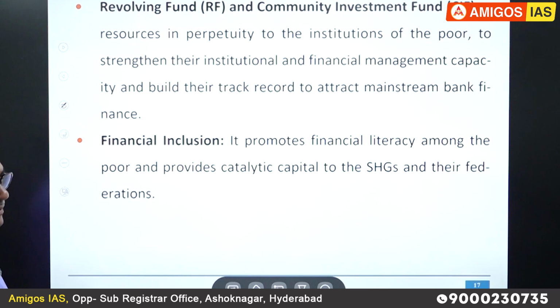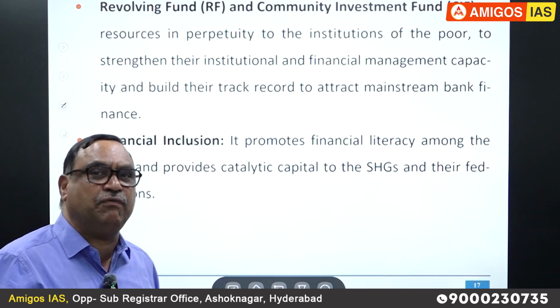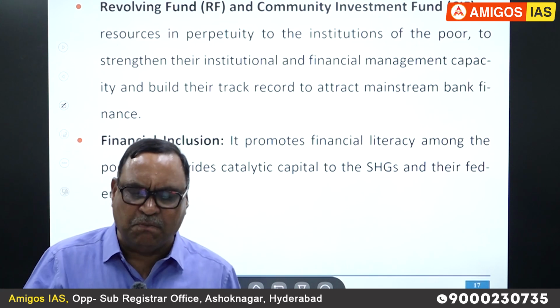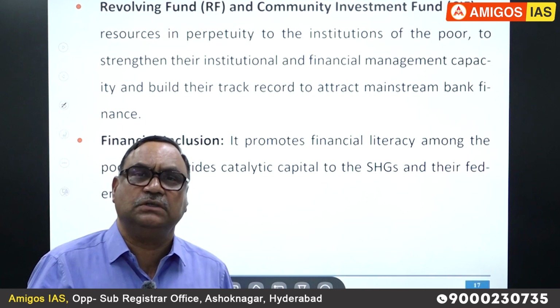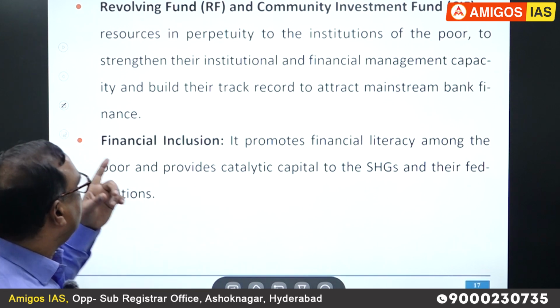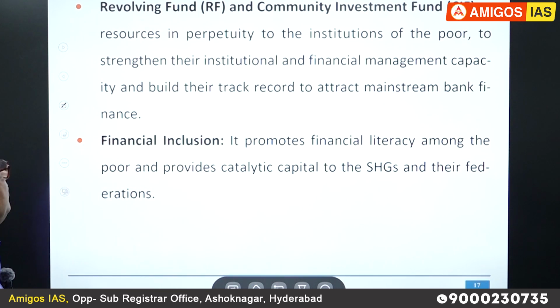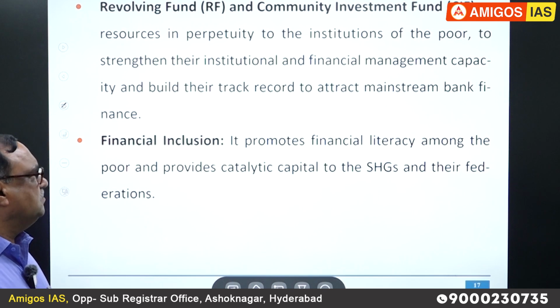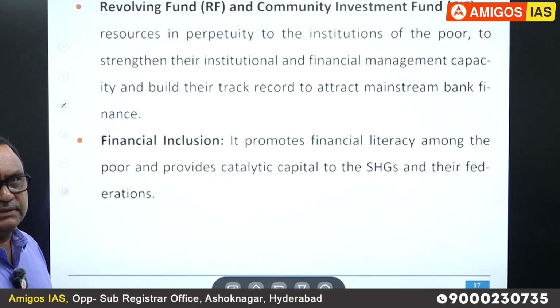Then revolving fund and community investment fund. So these are again two important concepts related to NRLM. Revolving fund and community investment fund as resources in perpetuity to the institutions of the poor, to strengthen their institutional and financial management capacity and build their track record to attract mainstream bank finance.